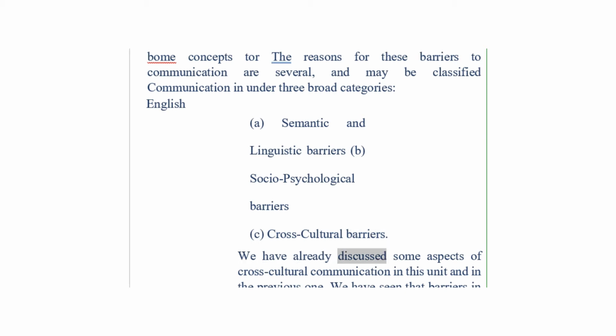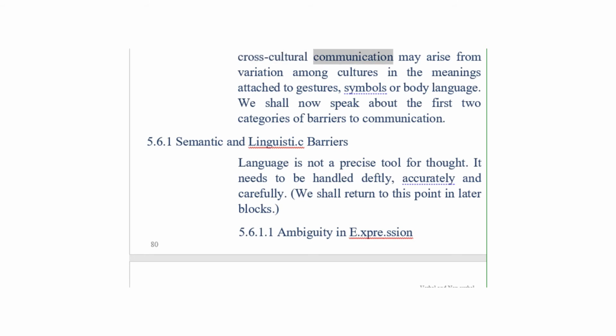We have already discussed some aspects of cross-cultural communication in this unit and in the previous one. We have seen that barriers in cross-cultural communication may arise from variation among cultures in the meanings attached to gestures, symbols, or body language. We shall now speak about the first two categories of barriers to communication.